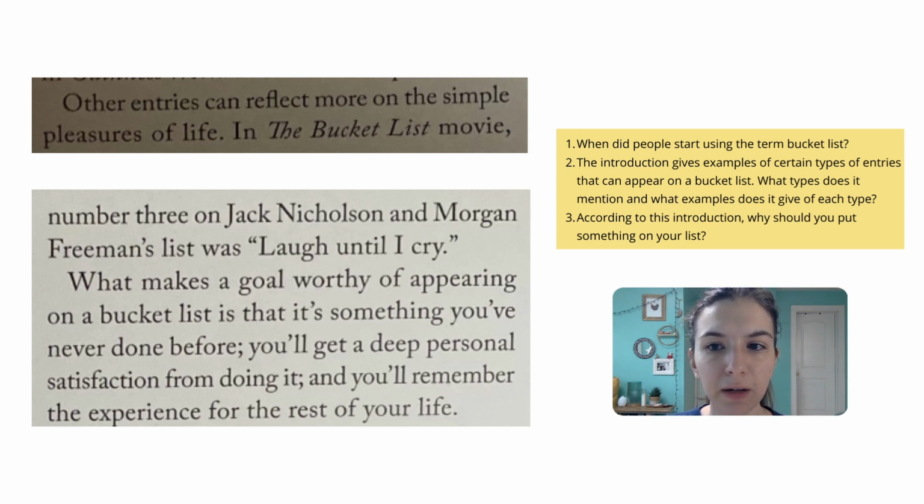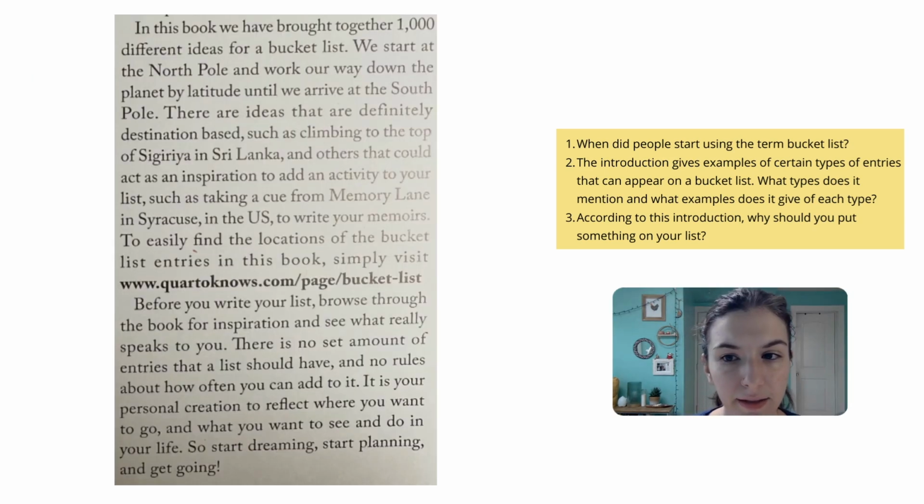What makes a goal worthy of appearing on a bucket list is that it's something you've never done before. You'll get a deep personal satisfaction from doing it, and you'll remember the experience for the rest of your life. In this book, we have brought together 1,000 different ideas for a bucket list. We start at the North Pole and work our way down the planet by latitude until we arrive at the South Pole. There are ideas that are definitely destination-based, such as climbing to the top of Sigiriya in Sri Lanka, and others that could act as inspiration to add an activity to your list, such as taking a cue from Memory Lane in Syracuse, in the US, to write your memoirs. To easily find the locations of the bucket list entries in this book, simply visit www.quare2knows.com/page/bucket-list.